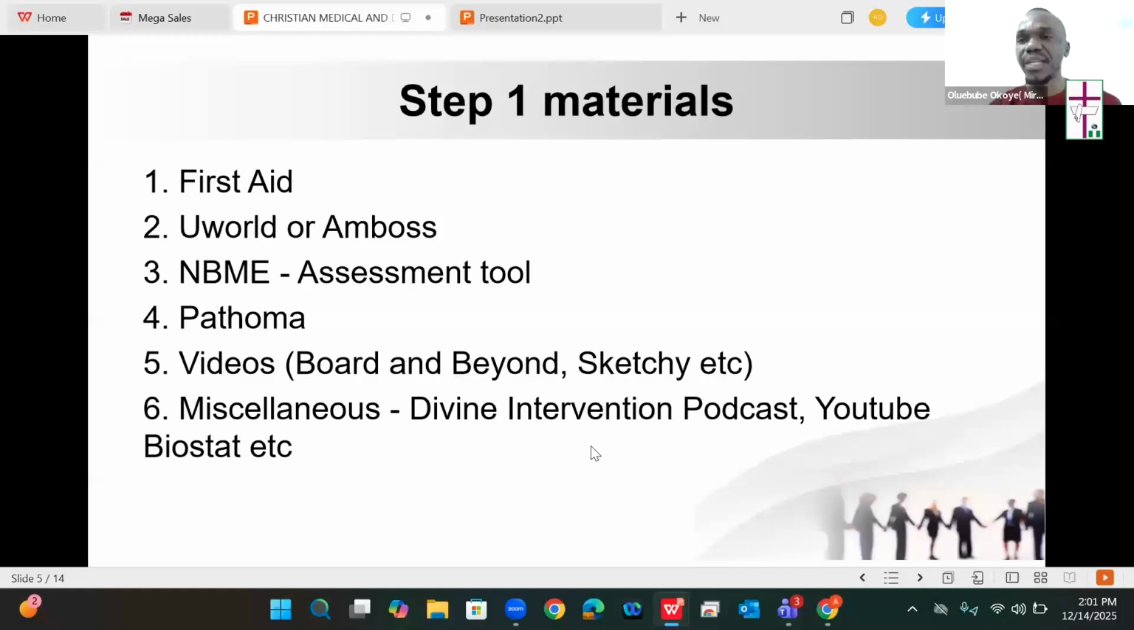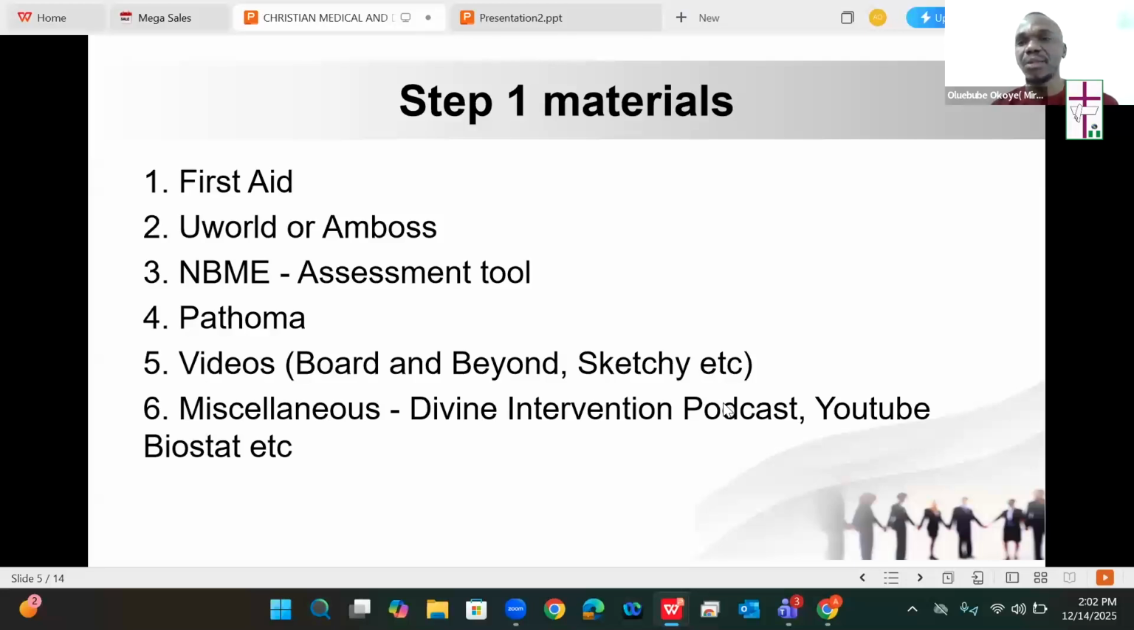And what are the materials that you need for your step 1 application? You need your First Aid. First Aid is like the textbook. We call it the Bible of step 1. You need your First Aid, that's the textbook. You need your UWorld. UWorld is like the question bank that you need to use. Then you need your NBME. NBME is like an assessment tool that you need.